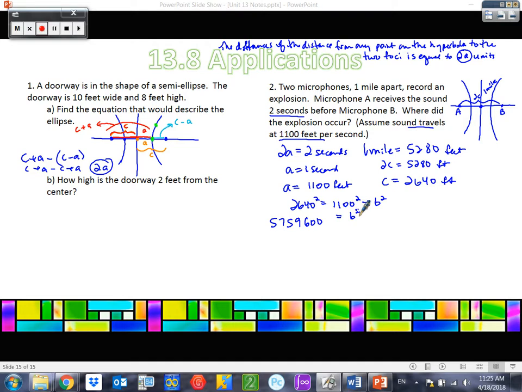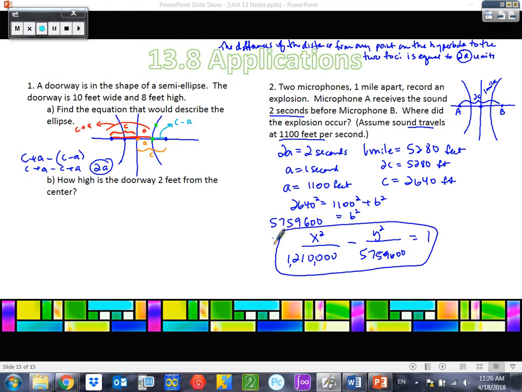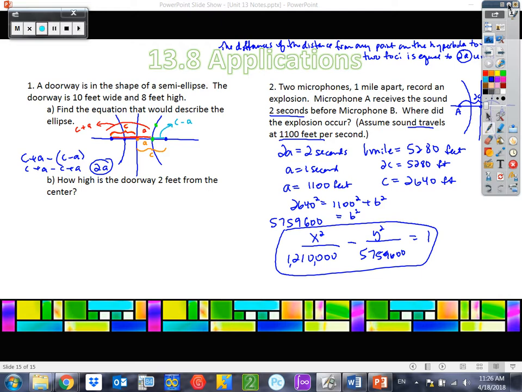So now we're ready to write our formula. We have x squared over our A squared, 1,100 squared, which is 1,210,000, minus y squared over B squared, which was 5,759,600, equals 1. And there we go. This is every location where the explosion could have occurred. And that is the lesson for today.